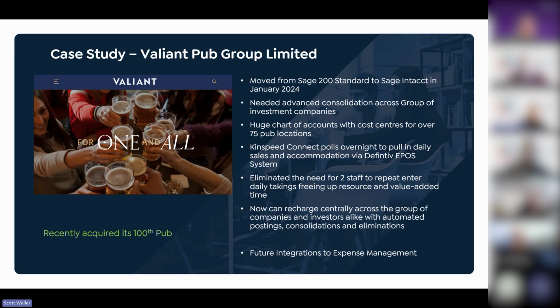As I've touched on before, they can now recharge centrally. Using the group structure they've got inside Sage Intacct, we've automated the process of moving funds around, whether that's loan repayments or eliminating trade between the 2 companies. What that's allowed them to do, over on the left in green, is recently acquire their 100th pub. They've gone from 75 pubs to 100 pubs, but haven't experienced any difficulties in doing so. We've not created a whole new raft of nominal codes. Actually, what we've done is automate a lot of those processes that's allowed them to do that quite seamlessly.